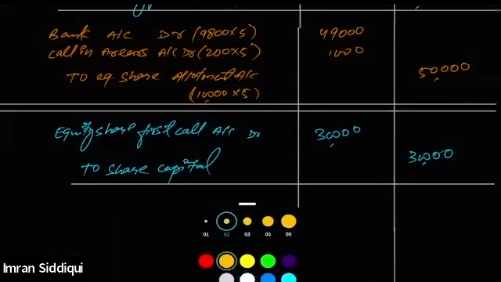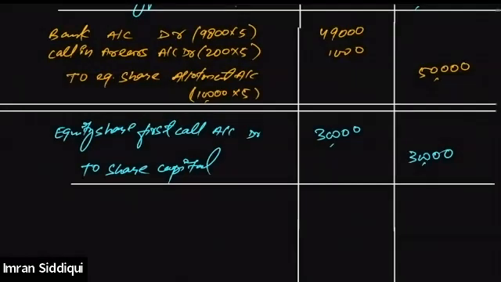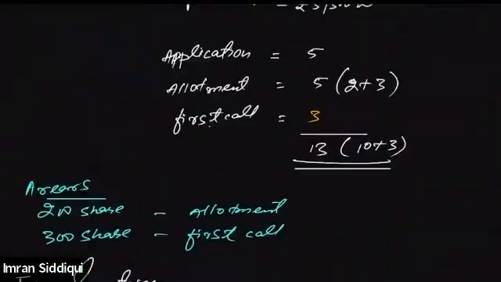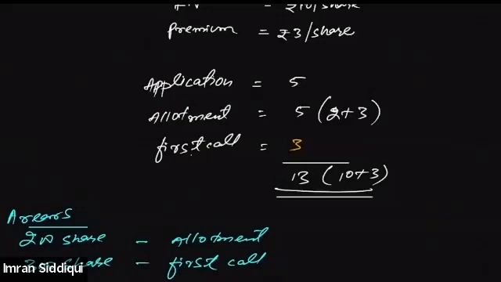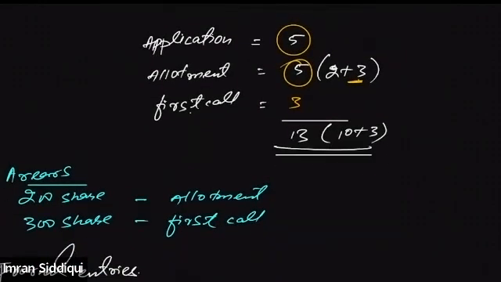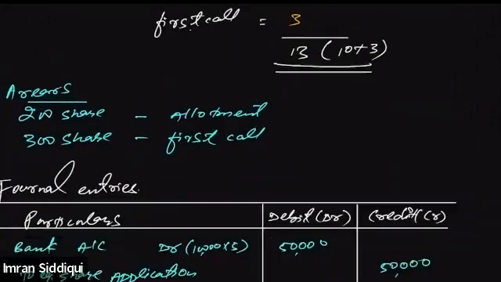Then we'll pass the journal entry for the receipt of the first call of 3 rupees. The company decided to raise 5 rupees on application, 5 on allotment, including premium. This is including 3 rupees premium. So how much is still due, still left? What is the remaining amount? 3 rupees. So 3 plus 2, 5 plus 2, 7, 7 plus 3, 10.